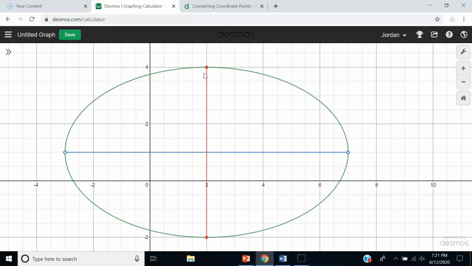And then the minor axis is the shorter one. So we have here the minor axis. Again, it goes from (2, -2) to (2, 4). So its length is twice 3. Its length is 6.